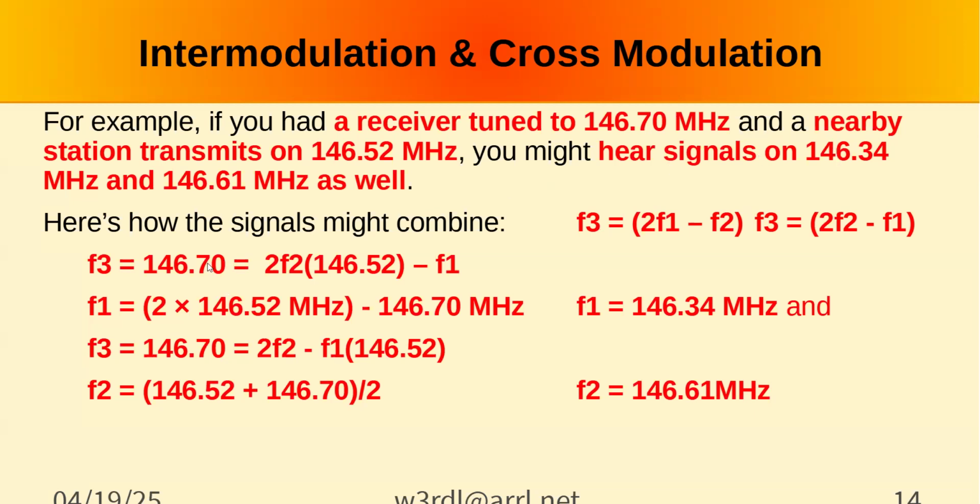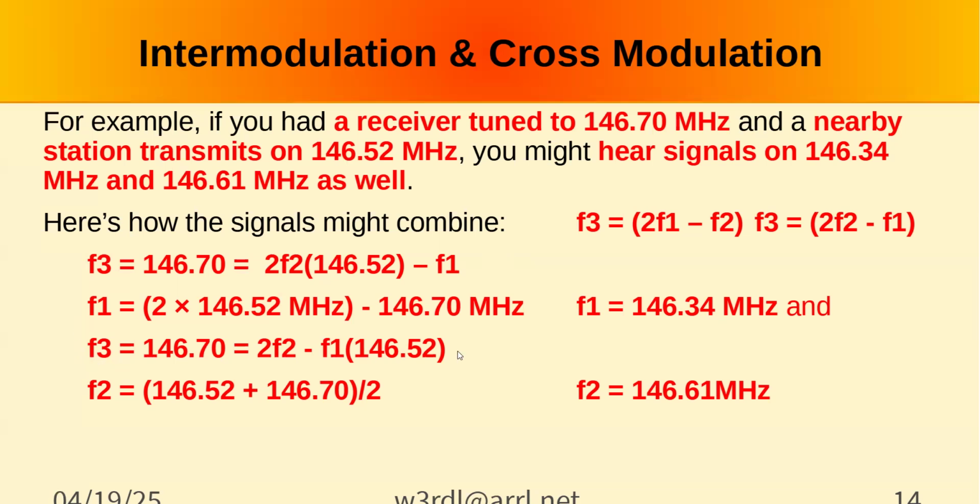So we're tuned to 146.7, okay? So if I solve for the 2F2 minus F1, but I don't know what F1 is. So if I solve it for F1, okay, it comes out to 146.34. So that's one of them I can hear because it'll wind up being in the passband.